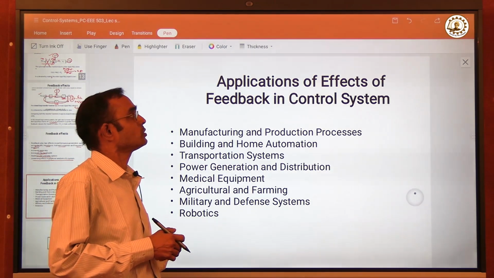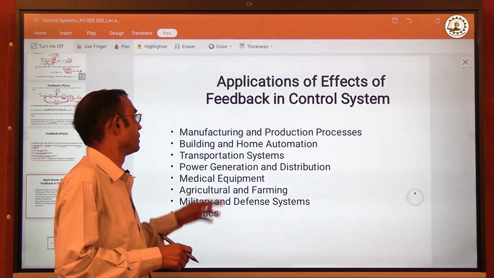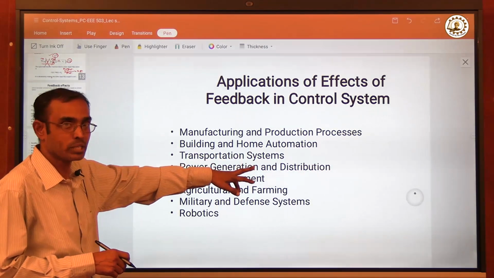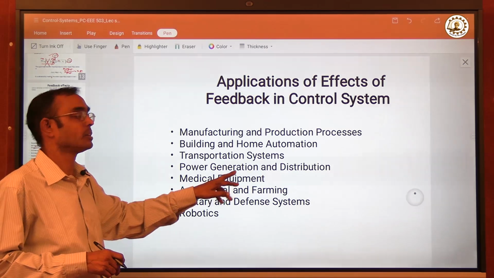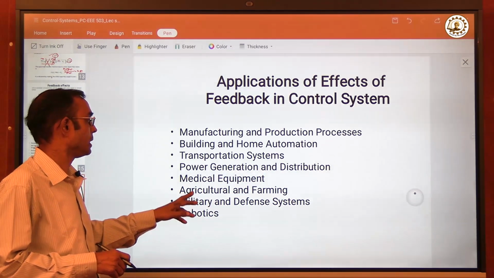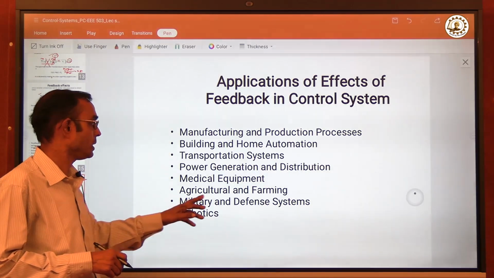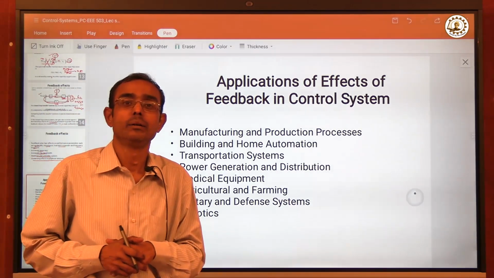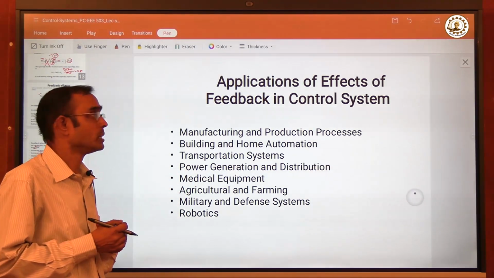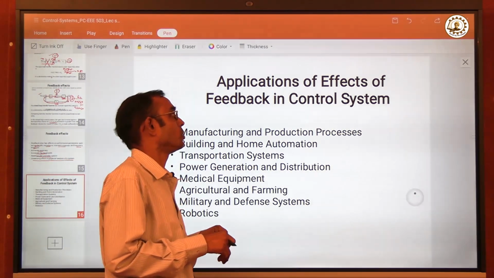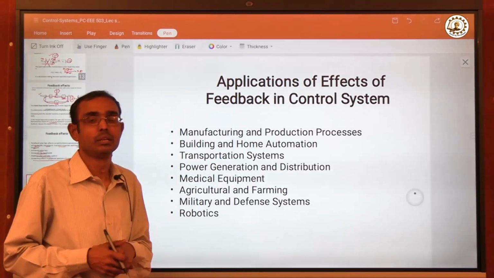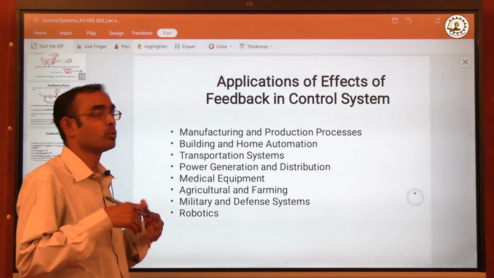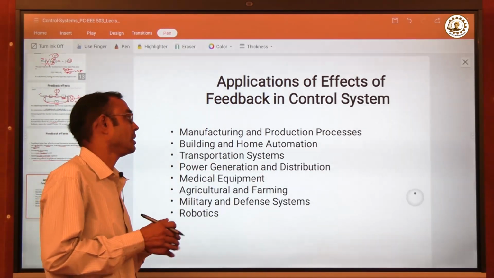Now, these are some of the applications of effects of feedback in control system: manufacturing and production processes, building and home automation, transportation systems, power generation and distribution, medical equipment, agricultural and farming, military and defense systems, robotics, etc. These are very up-to-date and primary important applications of effects of feedback in control system. If we go into any of these applications, we will usually observe what are the effects and benefits, pros and cons of using feedback in a control system.